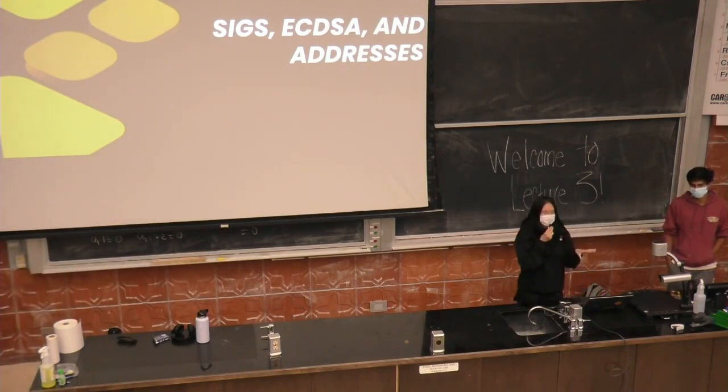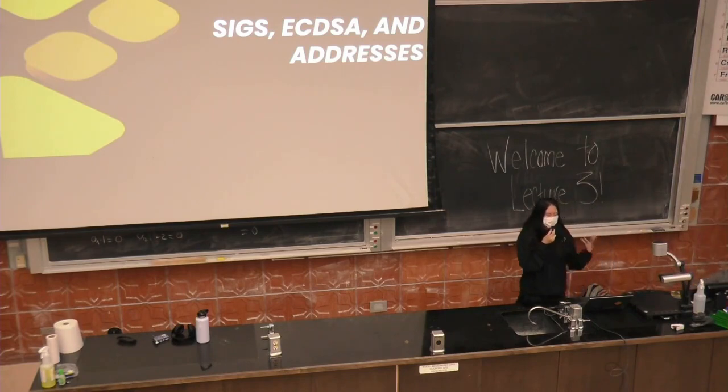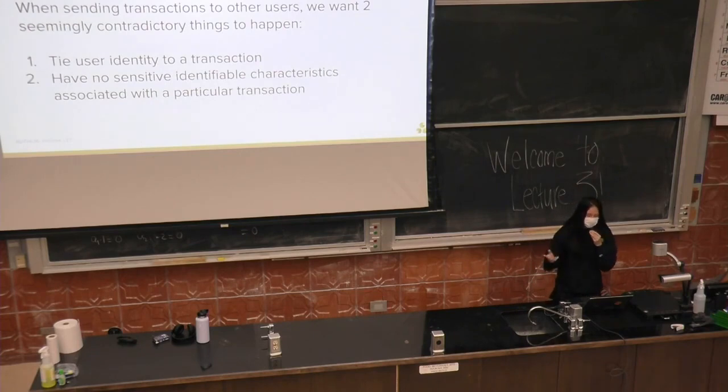Okay, now we're going into signatures, the elliptic curve algorithm, as well as Bitcoin addresses, everything that has to do with identity and verifying transactions. So basically, when you want to send a transaction to another user, you want to maintain two things. One, you want the user to be tied to some kind of identity, but you don't want that identity to reveal anything sensitive about the user, and you don't want that transaction to show anything about the user either.